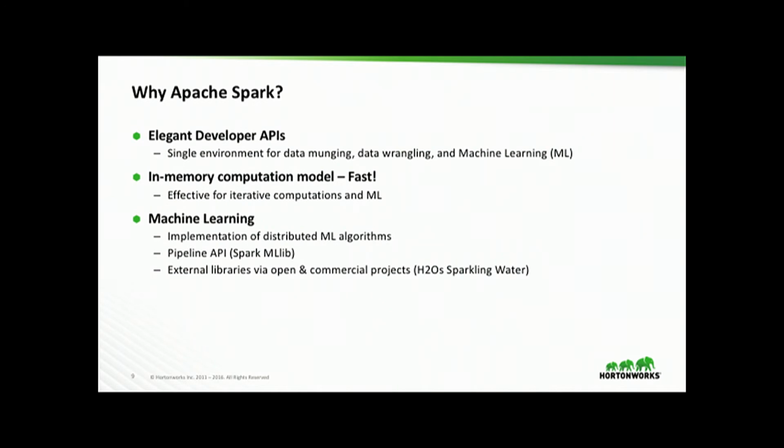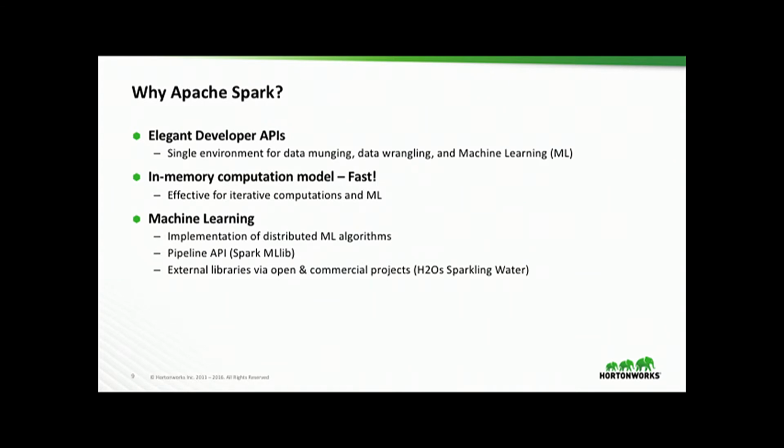Why Apache Spark? Some of you have already used it. It seems like most of you have. You've probably seen the APIs. The APIs are very elegant, and it's really good for all kinds of workloads, whether it's data munging, wrangling, or machine learning. Why is it fast? It's mostly because it's in memory, so it's got the fast computational model. And for machine learning, it implemented a distributed machine learning pipeline.